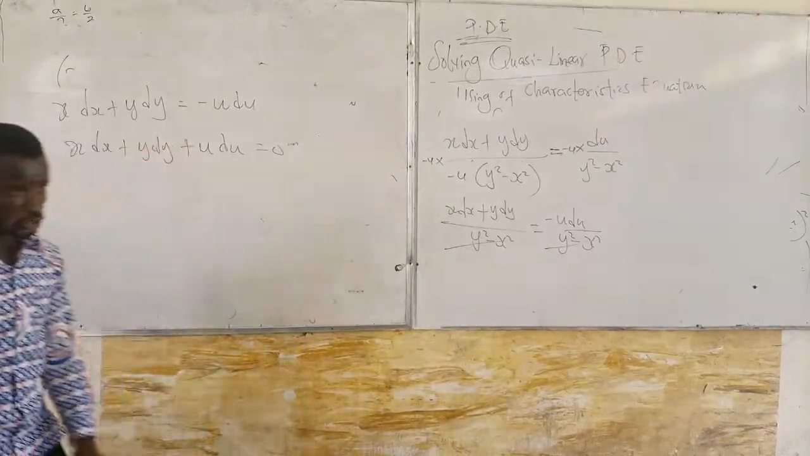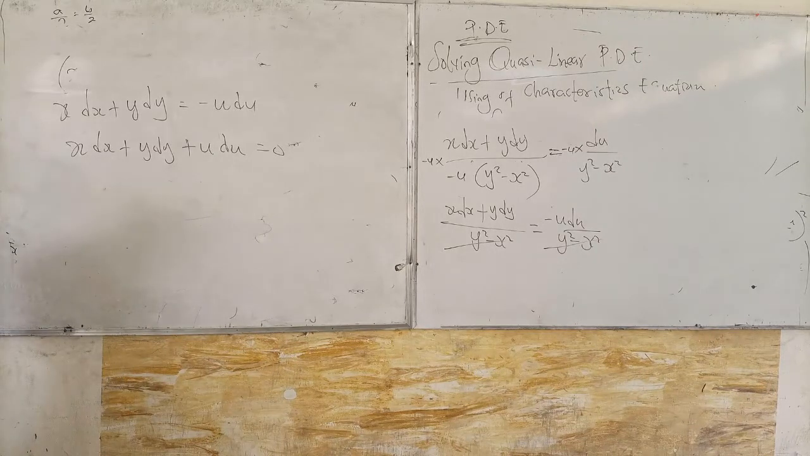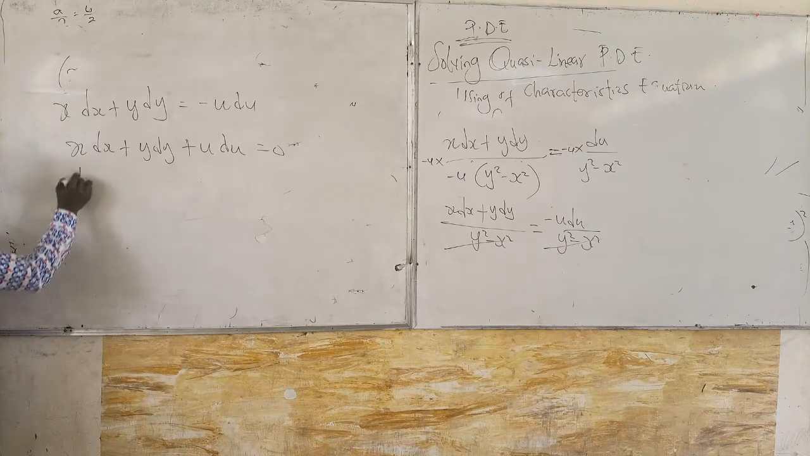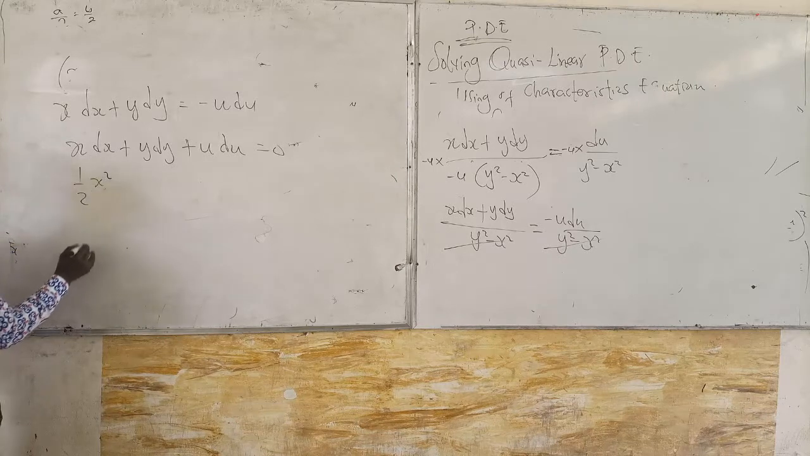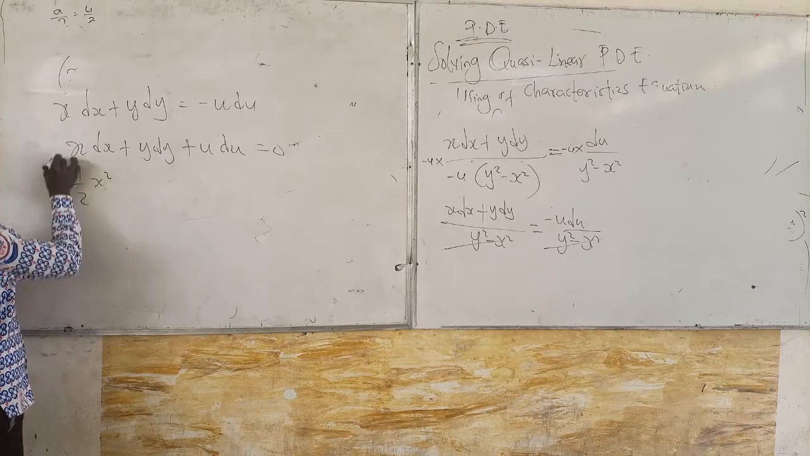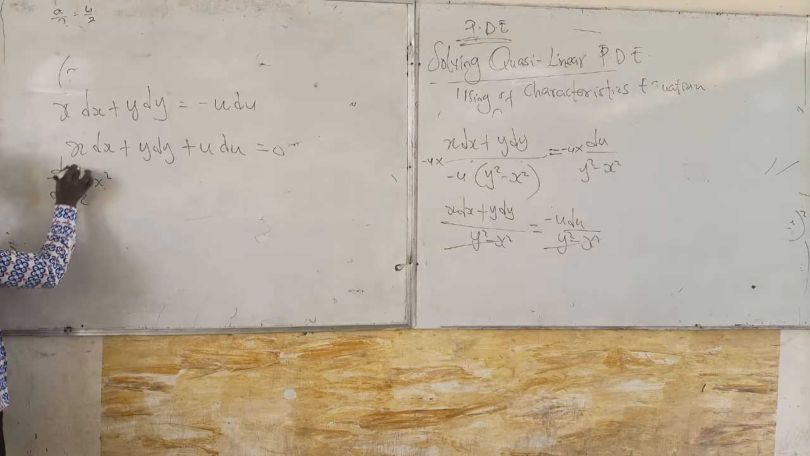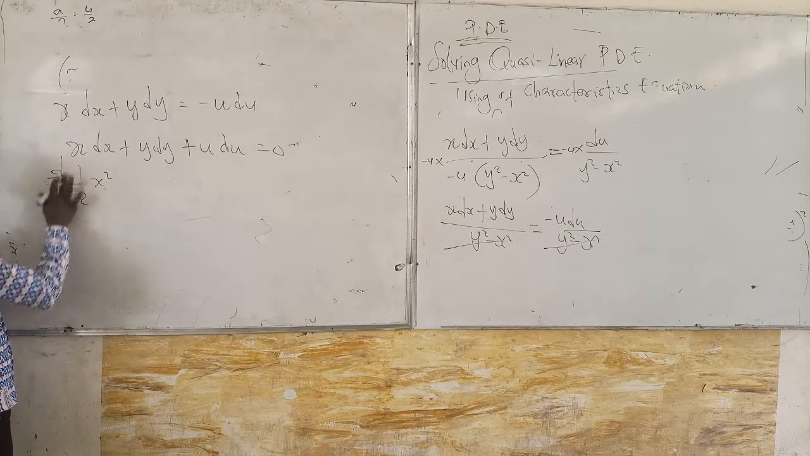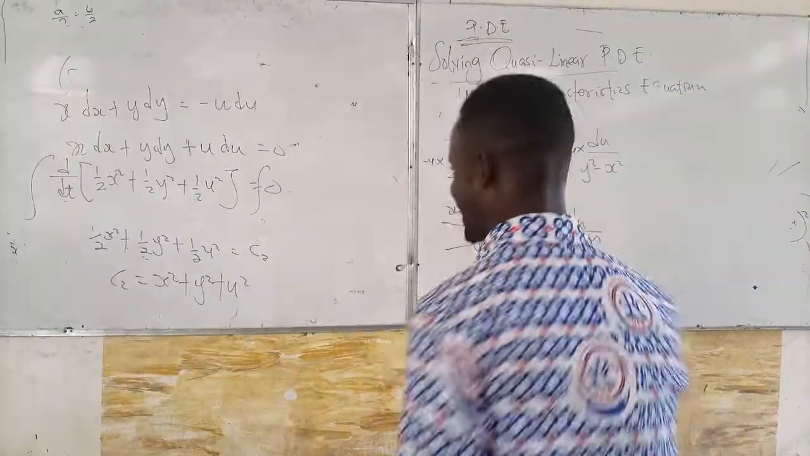I have told you, don't write any integration sign. Don't let the examiner know that you are using integration. So you have one of the two x.